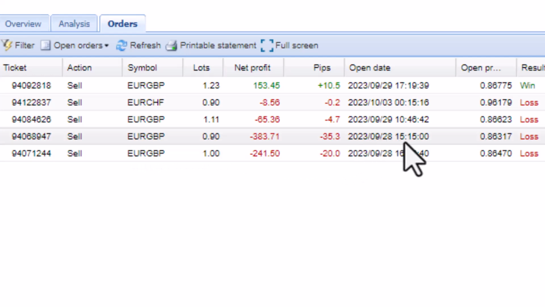And this one was opened 15 minutes past 3 o'clock. So again, there's a confirmation that the 15-minute time frame has been used. So we can immediately jot down the 15-minute time frame.